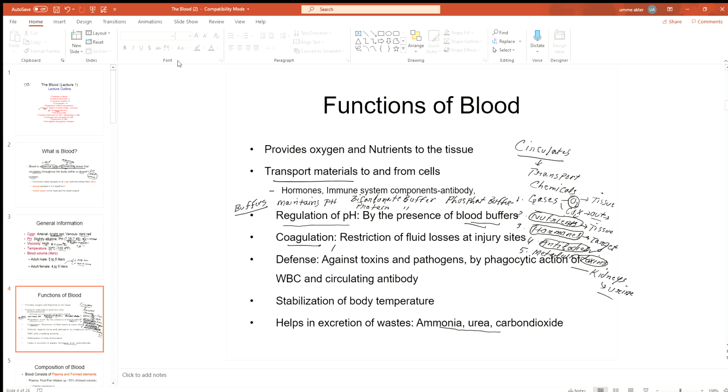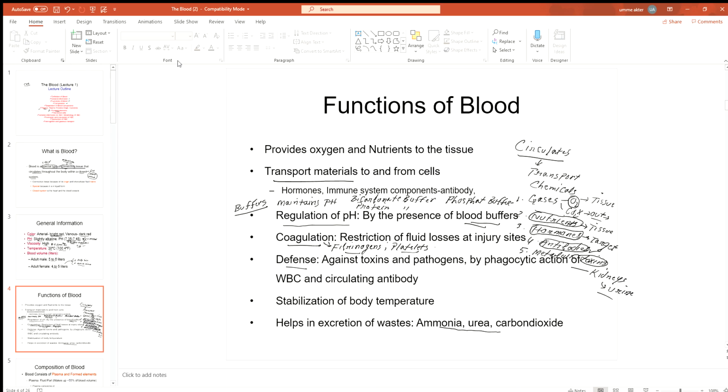Coagulation. Two components of your blood help in blood clot. One is a plasma protein that is called fibrinogen, and a blood cell that is called platelets. So the blood cells, platelets, and plasma proteins in the plasma called fibrinogens, these two components help in blood clot formation. Very important, right?